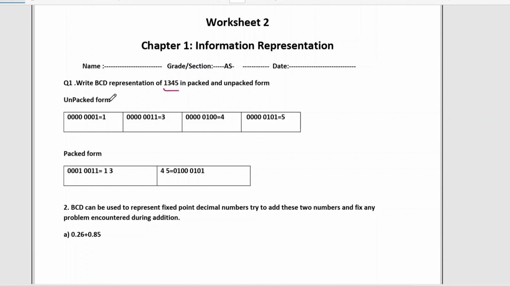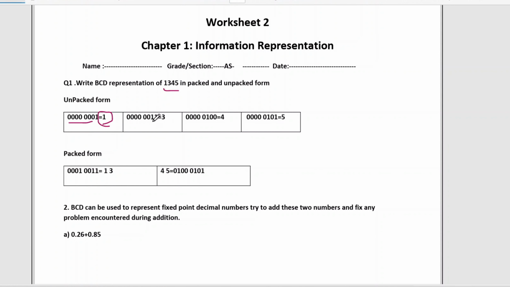So in unpacked form, what we have to do, suppose we have how many digits over here? 1, 3, 4, 5, so 4 digits. You will be representing each digit using one separate byte. So for the first one, this 1 is represented by these values. What is the binary equivalent for 1? It is 1. And for making it 1 byte, I will write the rest 7 zeros on my left hand side.